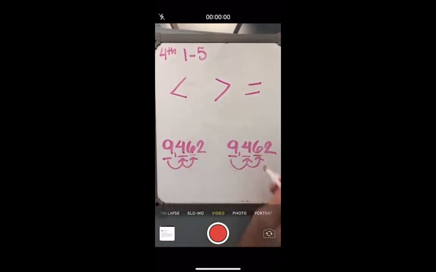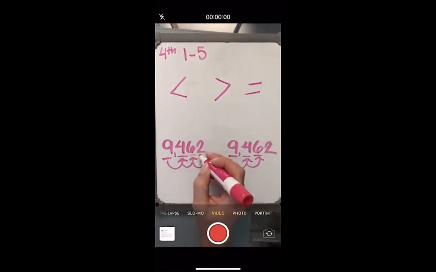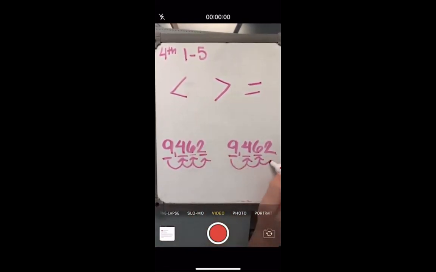Well, they both have 6 10s or 60. I need to go to my next smallest place value, which would be my 1s. But they both have 2 1s. So if they have the exact same numbers in the exact same place values, then you can say that they are equal because they have equal amounts. Even if they both have a 9, a 4, a 6, and a 2, it matters what place value they hold. They have to represent the same amount in the same place value for them to be equal.